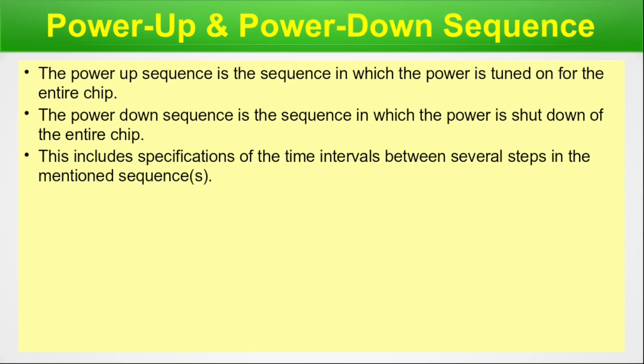This includes specification of the time intervals between several steps of the mentioned sequences. So in the above mentioned sequences, different blocks will be turned on at different time markers. Say PD1 is turned on at t equal to t1, PD2 is turned on at t equal to t2, and this t1 and t2 will be a bit far apart so that one block is fully turned on before the other turns on. So there will be several factors inside the design that they should be powered on, and sometimes the dependency of the design should be such that one block should be turned on before another block because of the functionality.